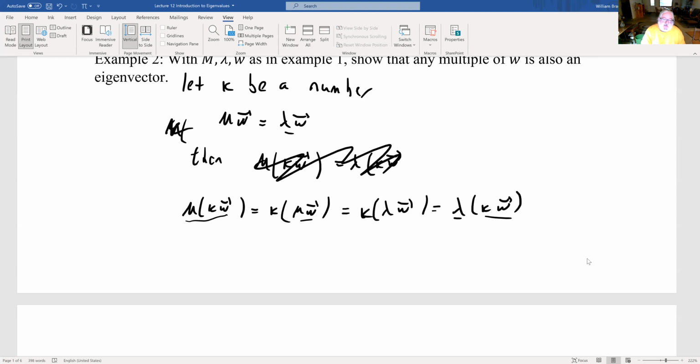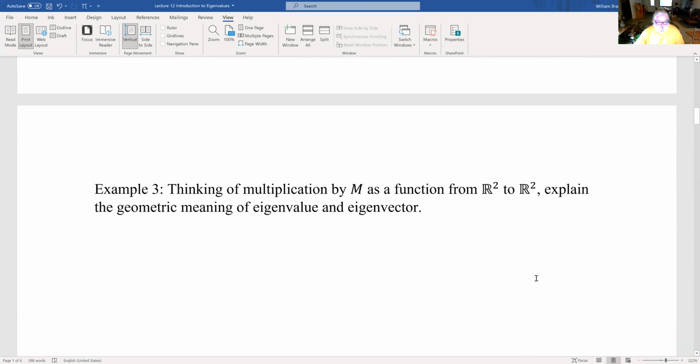So the entire span of W, right? That entire line that W defines, this is all eigenvectors, right? So we actually have infinitely many eigenvectors because you can always scale an eigenvector and it still remains an eigenvector.